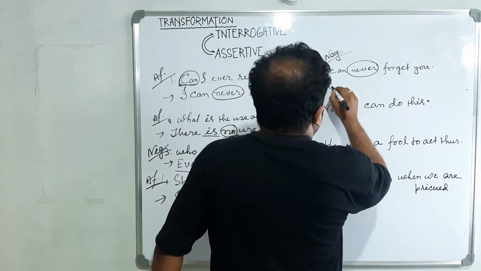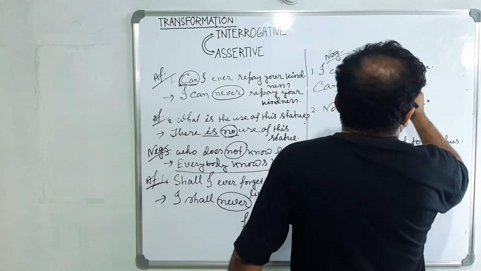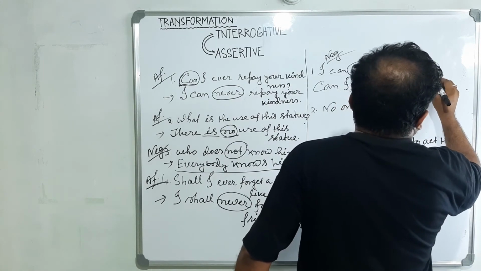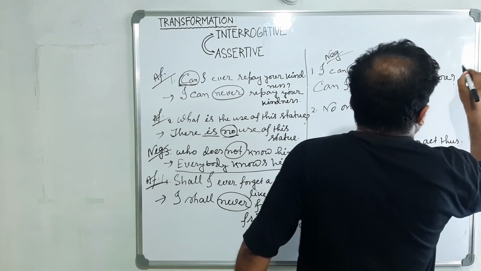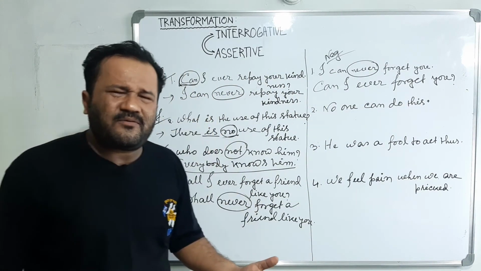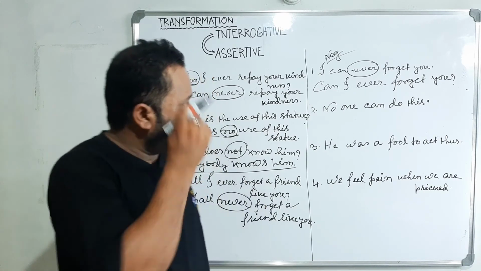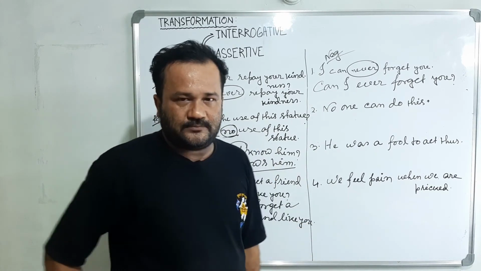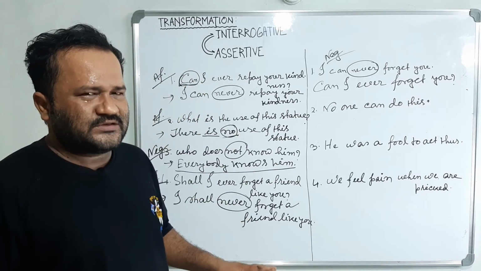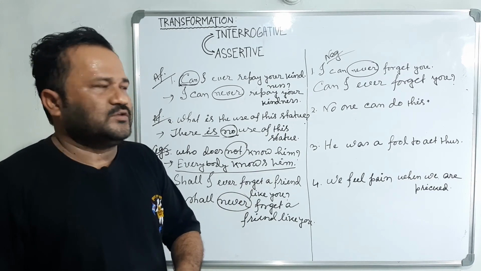I can never forget you means, can I ever forget you? That means, no, I can never forget you. So, no one can do this. This is an impossible task. No one can do this.